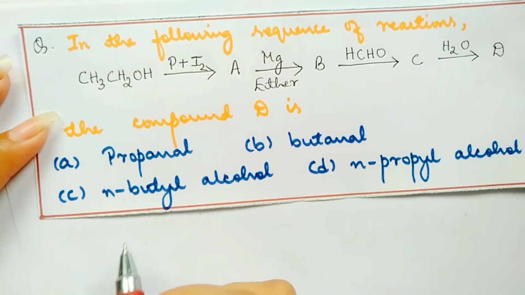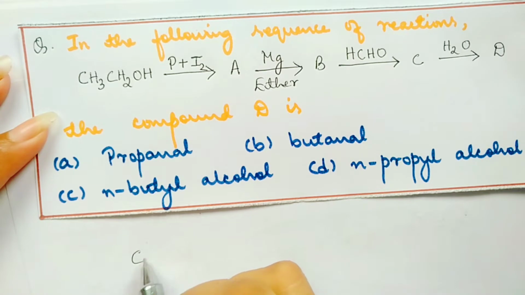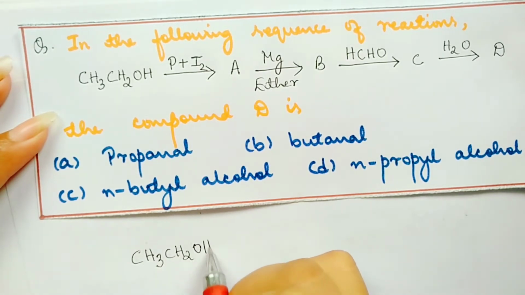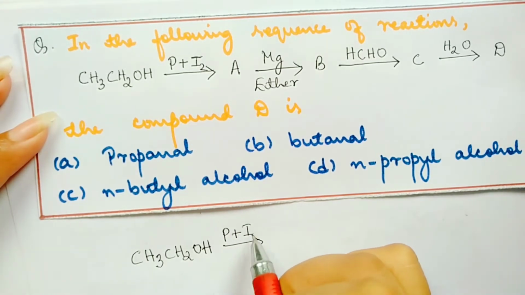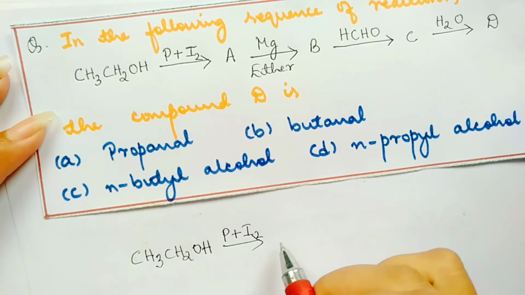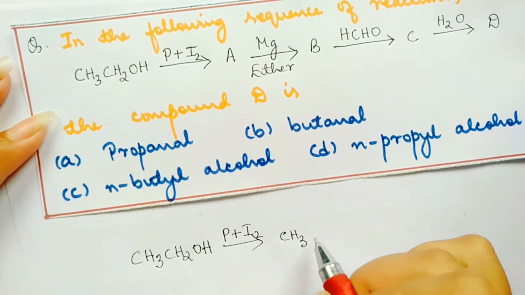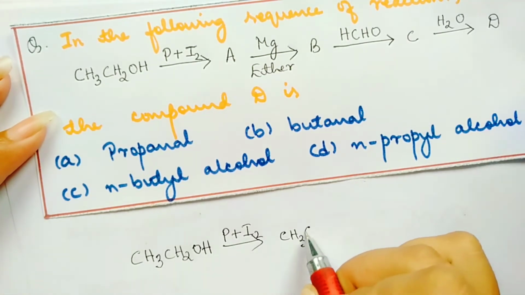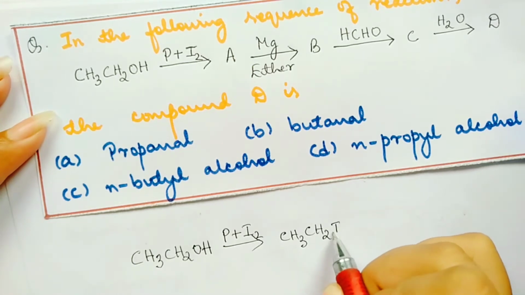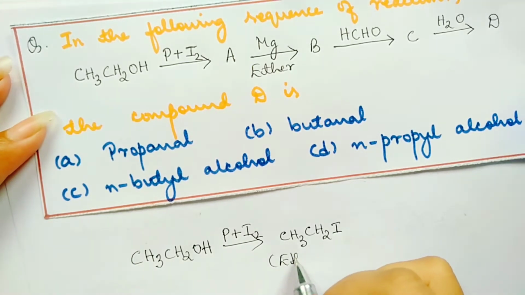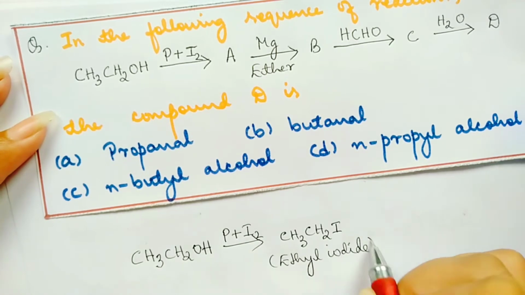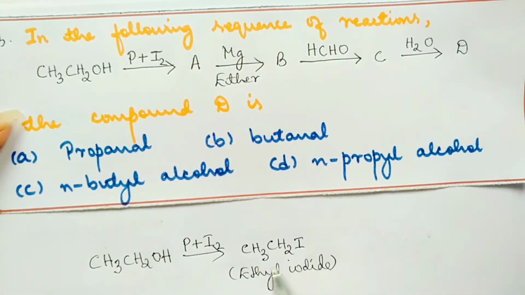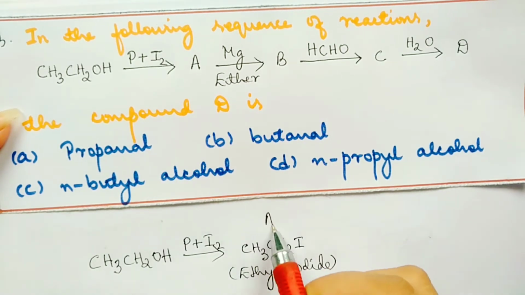See here, I have ethyl alcohol, and then phosphorus plus iodine. In this case, I have my ethyl iodide. What is this? Ethyl iodide. Now next, this is your compound A.